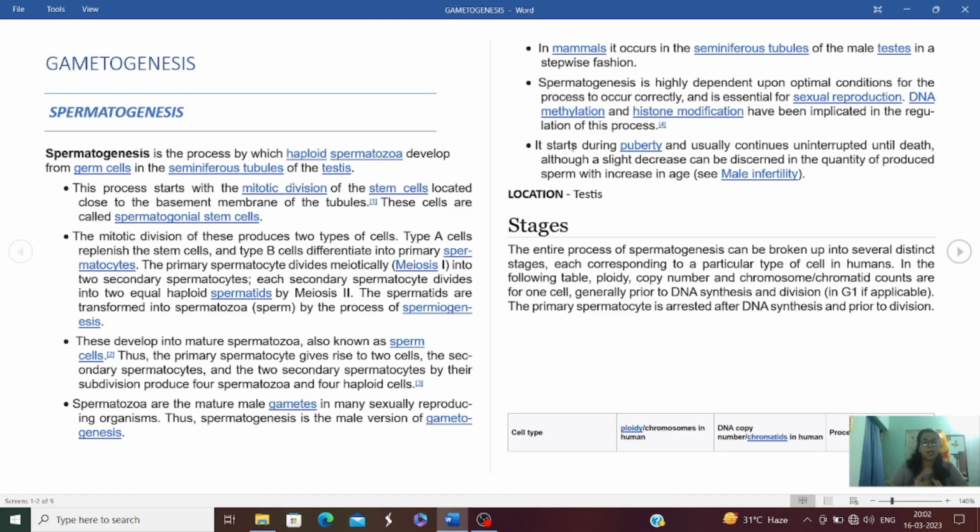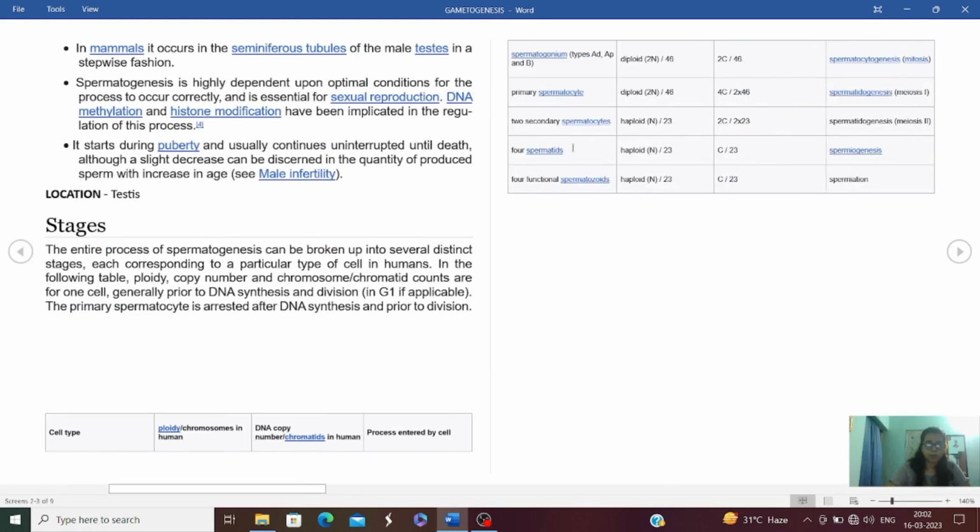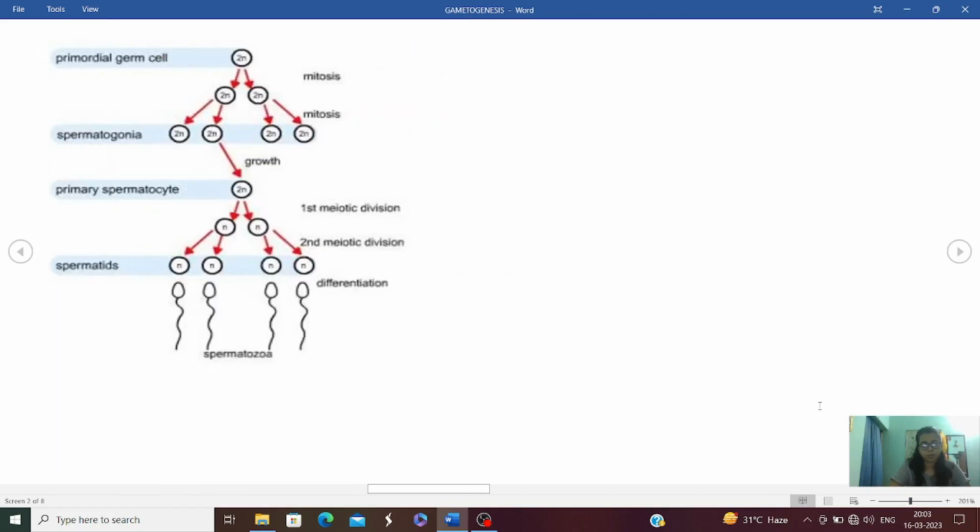Next we have seen the stages of spermatogenesis, that is what all happens in this process, and this is a table representing the cell type, the number of DNA copies as well as the process of the cell. You can see that first is the spermatogonium, diploid 2n number of chromosomes, that is 46 chromosomes present, and the number of DNA is also 46, that is 2C. And the process is known as spermatocytogenesis. Let me zoom it so that it will be clearly visible.